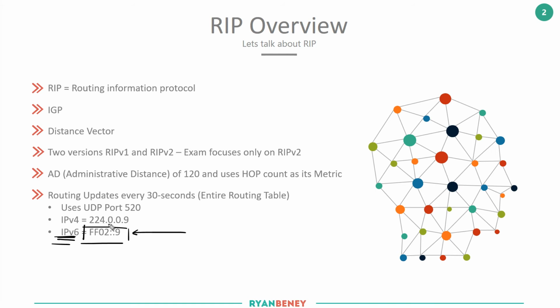So 224.0.0.9 goes to FF02::9. And when we get into understanding IPv6 in more detail, we'll go over what the colons actually mean, what FF actually means, and so forth. But for now, let's just remember that FF02::9 is the IPv6 equivalent of the IPv4 multicast address 224.0.0.9.